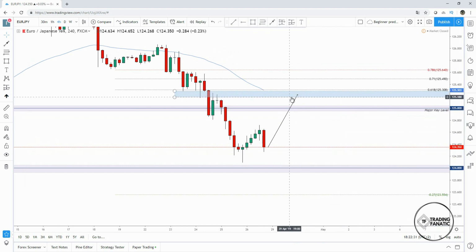So we may encounter some resistance from here, and we may not reach all the way up to the 61.8 retracement. But yeah, I will look for price action around this zone right here and what will be happening.